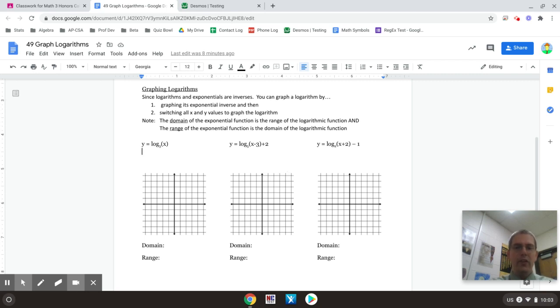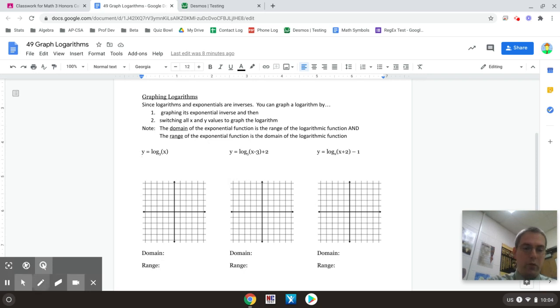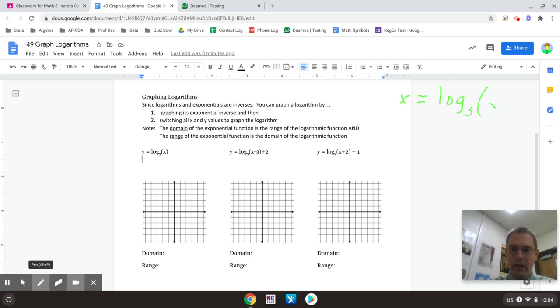Okay, on this next equation, I'm going to go ahead and find the inverse. So remember, to find the inverse, I'm going to end up switching x and y. So I'm going to have x equals log base 5 of y minus 3, with a plus 2 on the end.